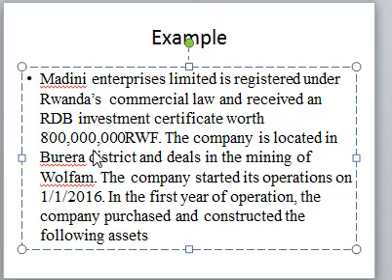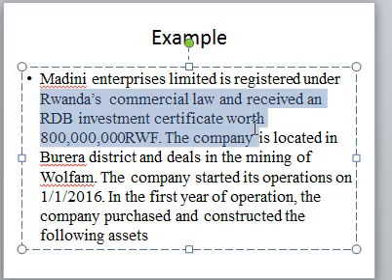We have this company, Madini Enterprise Limited, registered under commercial law, which received the RDP investment certificate. This tells us that this company is a registered investor. By having an RDP investment certificate, it is a registered investor. The company has invested 800 million. That's the amount of investment. The company is located in Ibrera district and deals in the mining of wolfram.